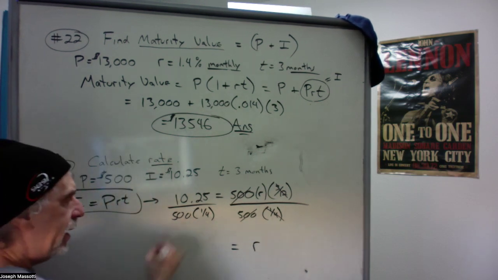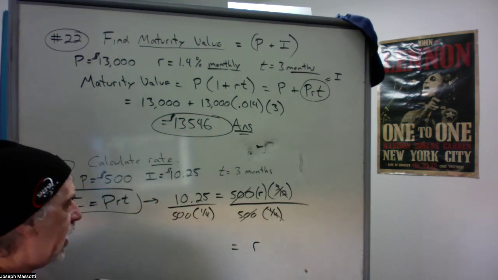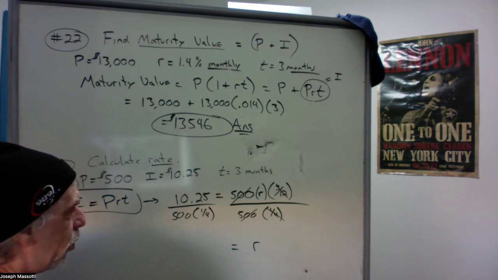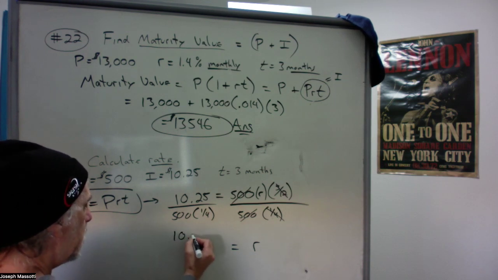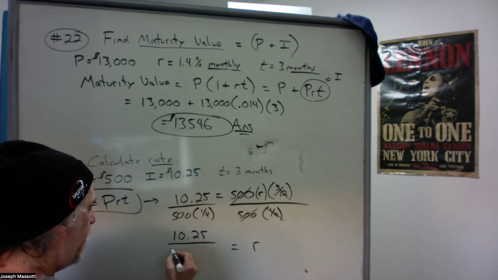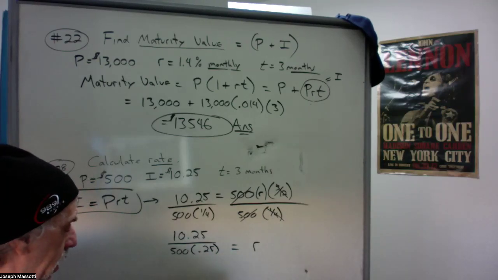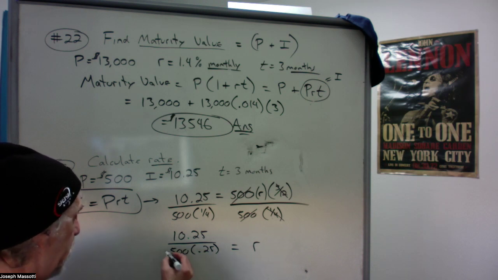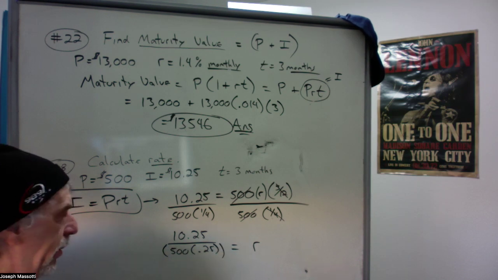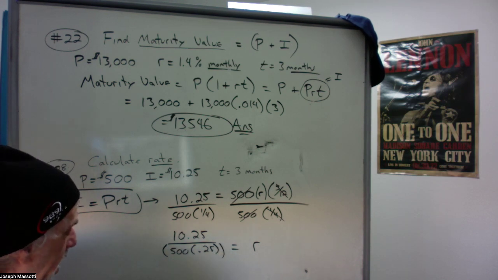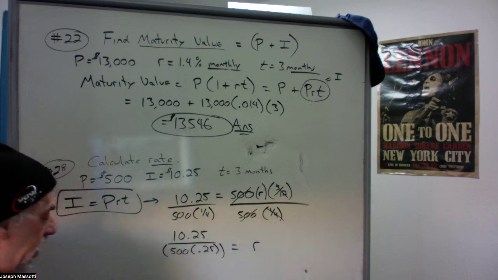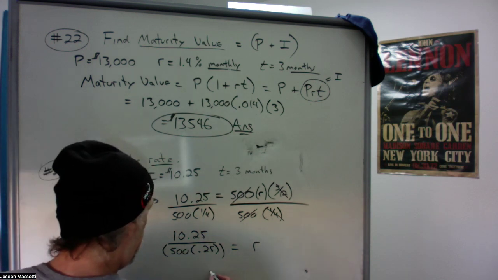So now we're just calculating this number. We can throw that into a calculator. You can look at 1/4 is 0.25. We can say 10.25 over 500 times 0.25, and we'll see what we get. 1025 divided by 500 times 0.25. Again, make sure you put the denominator in parentheses just to be careful. And we end up with a rate of 0.82.